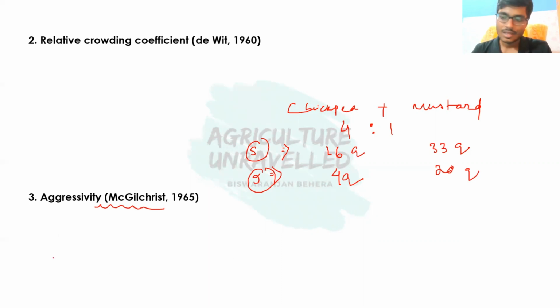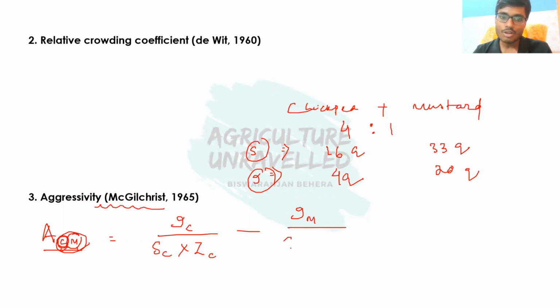So the formula is aggressivity of chickpea with respect to mustard. The species for which it is calculated will be first, and the one with respect to which it is calculated will be second. So we'll read this: aggressivity of chickpea with respect to mustard. The formula is intercropping yield of chickpea divided by sole crop yield of chickpea into proportion of chickpea, minus intercropping yield of mustard divided by sole crop yield of mustard into proportion of mustard.